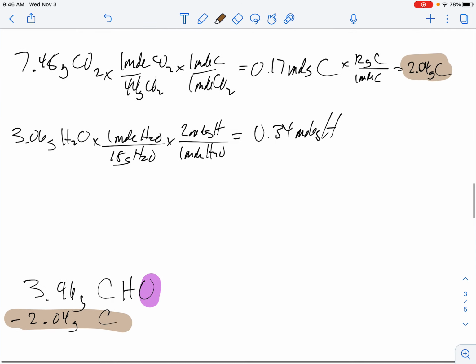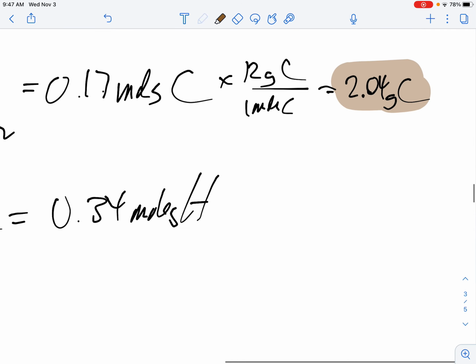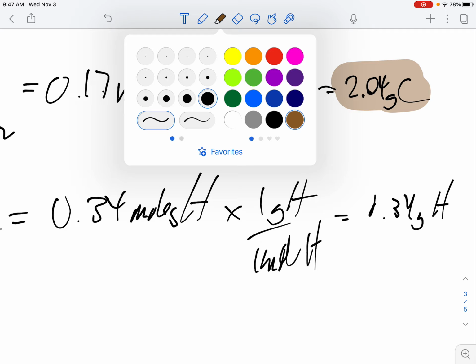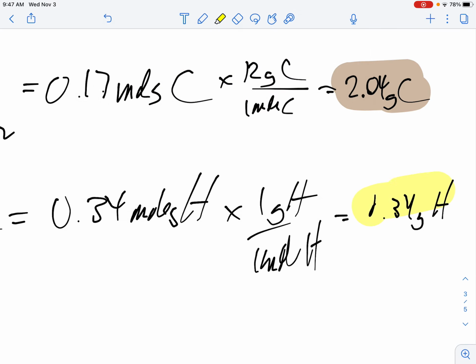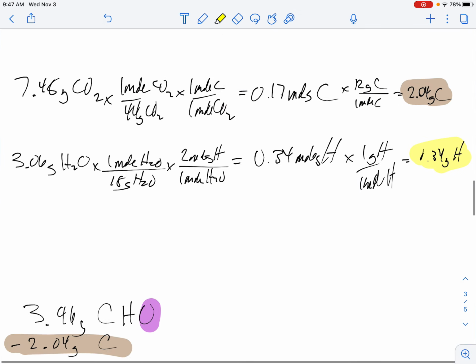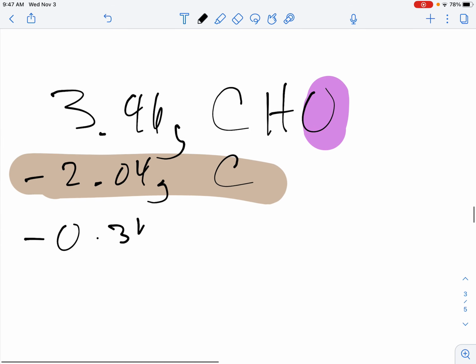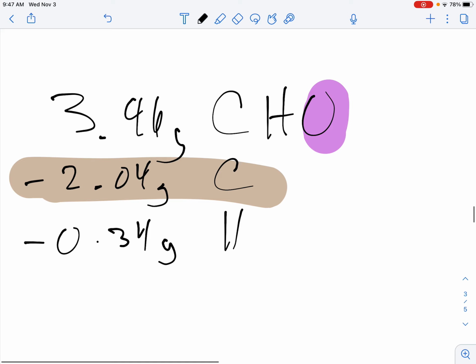Let's do the same thing now, except with the hydrogen. Hydrogen weighs 1 gram, so that's 1 gram per 1 mole of hydrogen. So that's easy. That's going to be 0.34 grams of hydrogen. Go ahead and put that in, how about this yellow number here, like so. And then I'm going to come down here and I'm going to subtract out 0.34 grams of hydrogen as well.